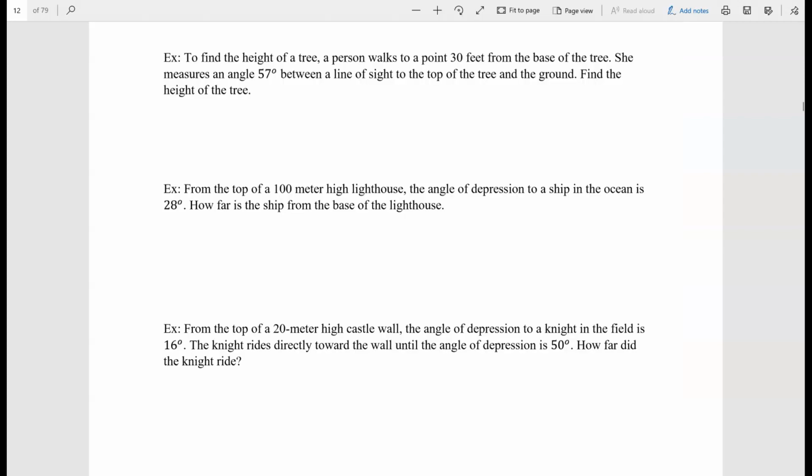Okay, so that's what I wanted to show you before we start doing some of the word problems. So let's do some of these problems. I won't have my calculator up there, but you'll have your calculator on your own. So make sure that everything is in degrees.